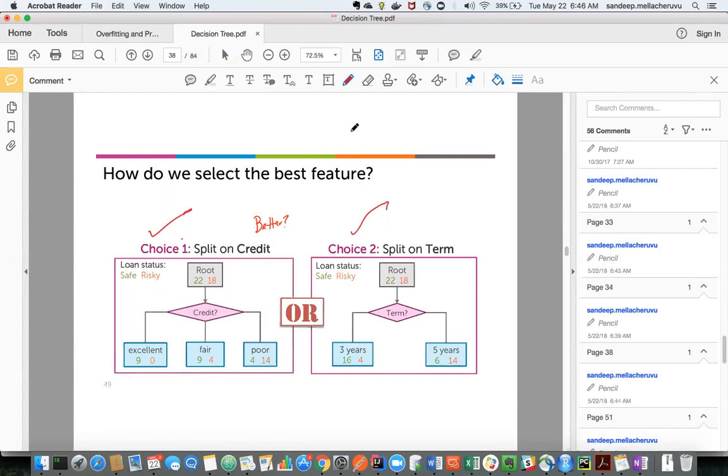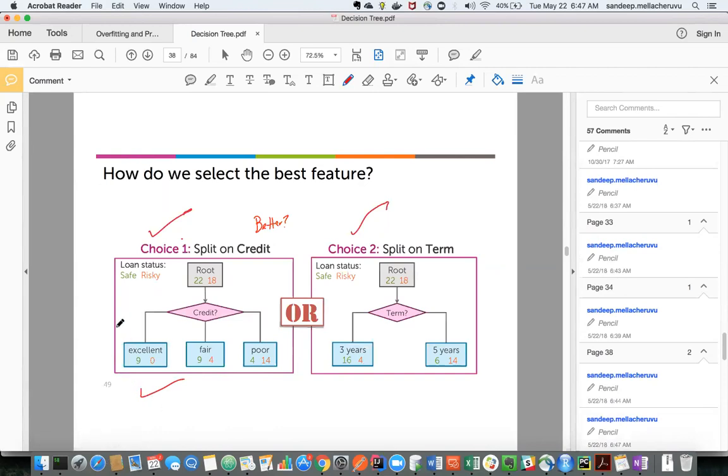Vidya, what do you think? Which one is better? If I go by intuition, we can say the left one is better, split on credit, because credit history is more relevant to how you're going to pay back. Term kind of plays in, but not so much as credit.